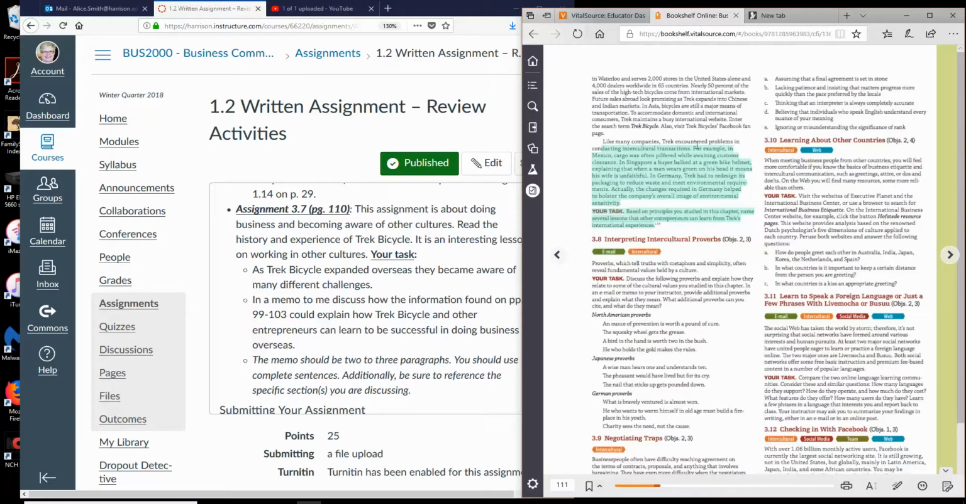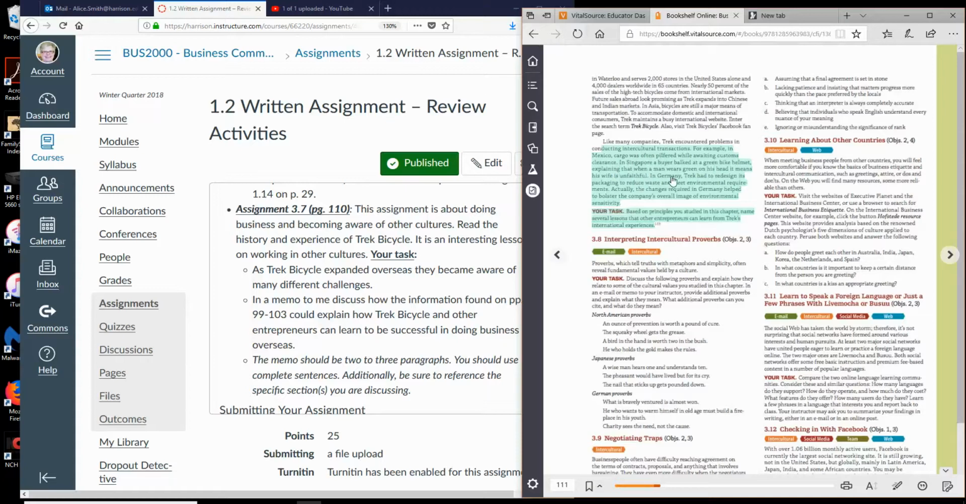Trek encountered problems in conducting intercultural transactions. For example, in Mexico, cargo was pilfered. They stole it while waiting at customs. Here's one of my favorites. In Singapore, a buyer balked at a green bike helmet, explaining to Trek Bicycle that when a man wears green on his head, it means his wife is unfaithful. So you want me to buy a green helmet and tell everyone that my wife is unfaithful, even though she's not.